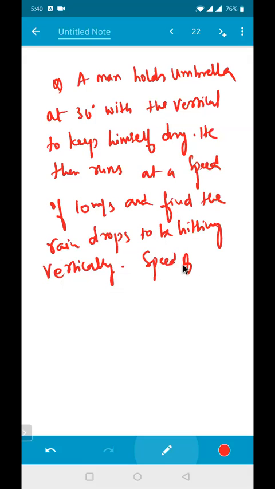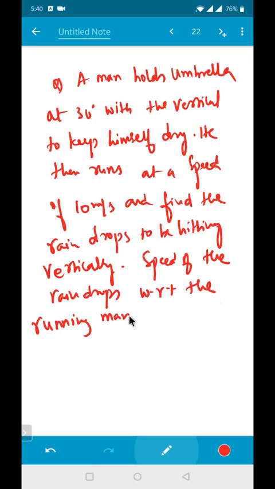Speed of the raindrops with respect to the running man, and with respect to the earth, are. Okay, I'll give the options.